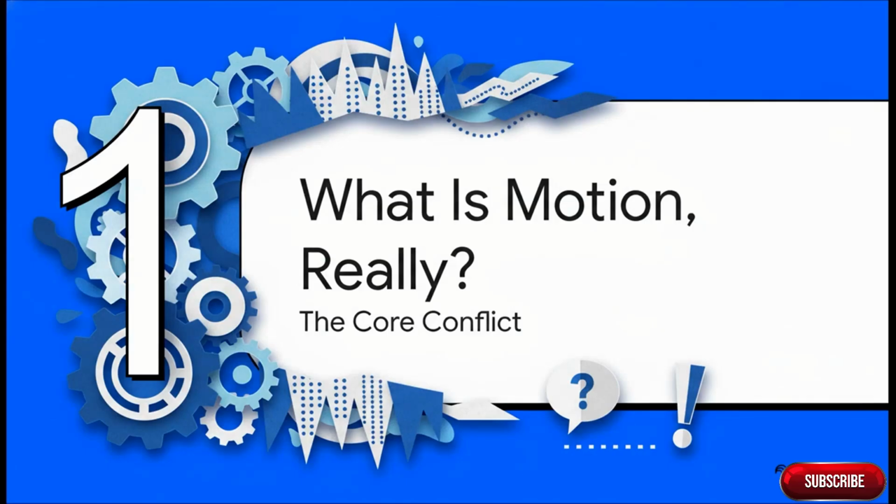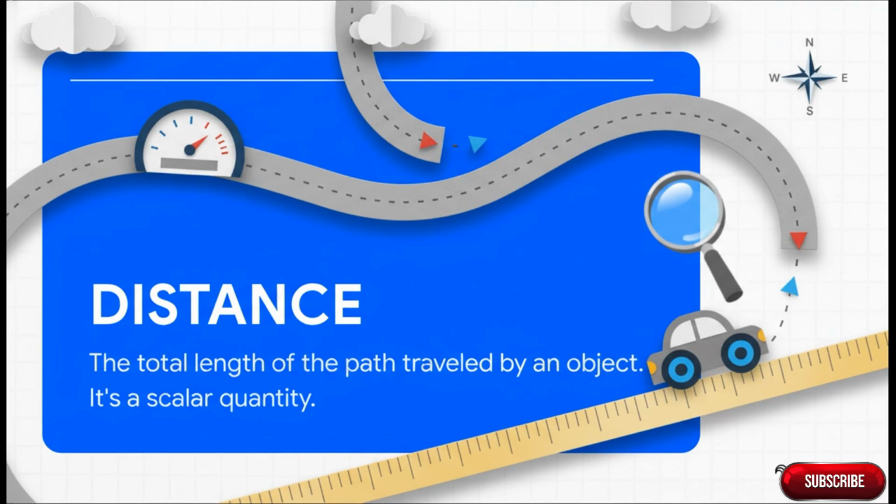Okay, first things first, we've got to clear the air on what is probably the biggest source of confusion in this whole chapter. It's the difference between two words that sound super similar but mean totally different things. So let's start with distance. The easiest way to think about this is like the odometer in a car. It just clicks up every single meter you travel, no matter which way you turn. It's the total ground you've covered. And because it's just a number, how much, not where, we call it a scalar quantity.